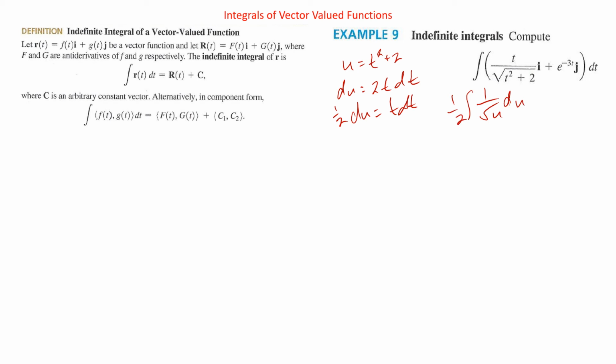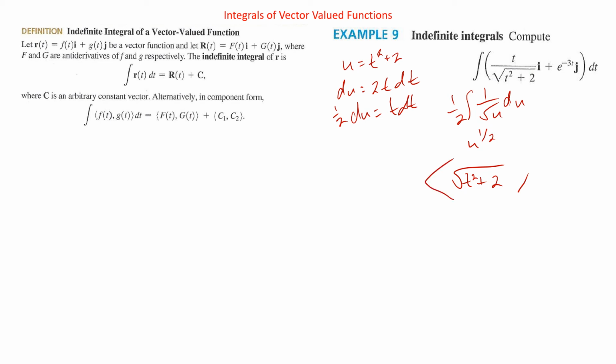which is u to the negative 1/2, so we add 1, we're going to get u to the positive 1/2, divide by our new exponent. So divide by 1/2 is going to be like multiplying by 2. So that gets rid of that 1/2 in the front even. So we have u to the 1/2, which we can substitute back in. U was t squared plus 2. So this will be the root of t squared plus 2, comma.